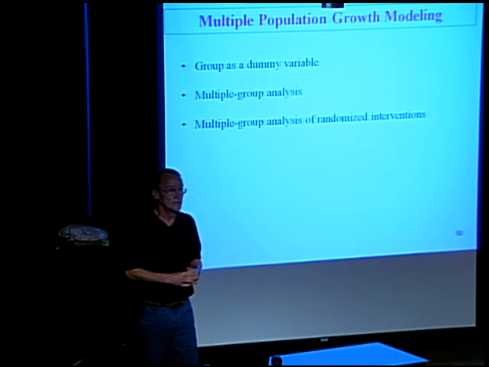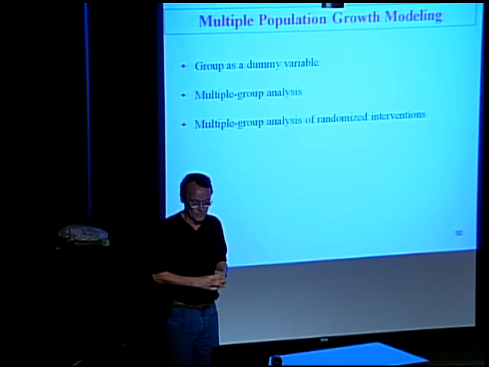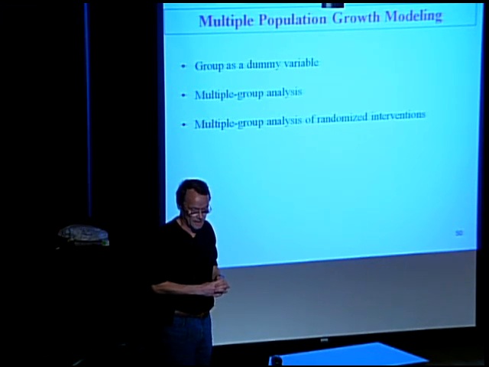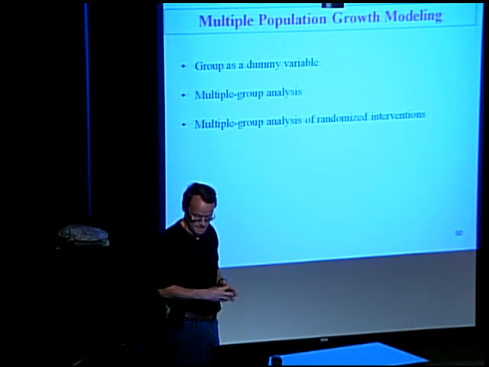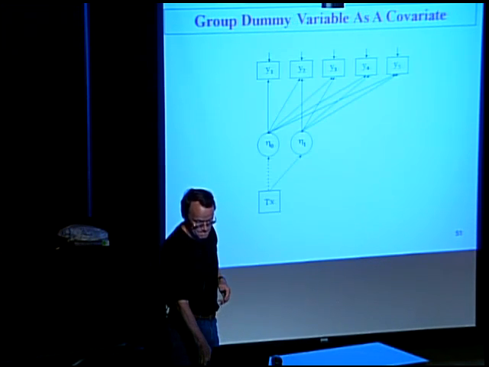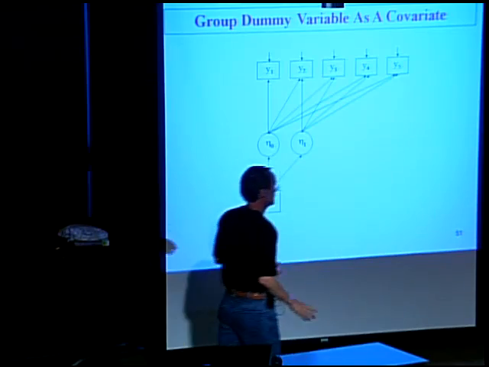So now everybody seems to be seated, and we're getting back to slide 50 and the 3 ways of analyzing multiple groups or multiple populations. And I am doing these slides, right?